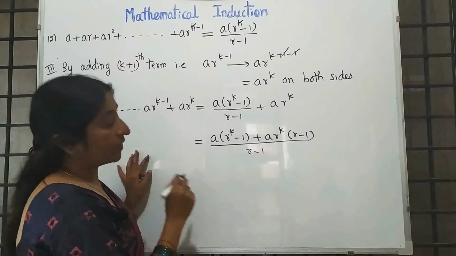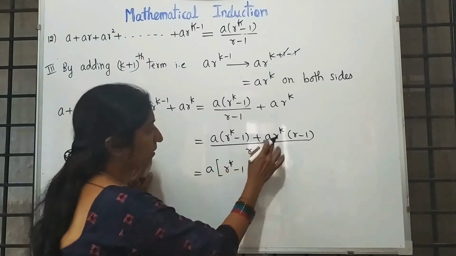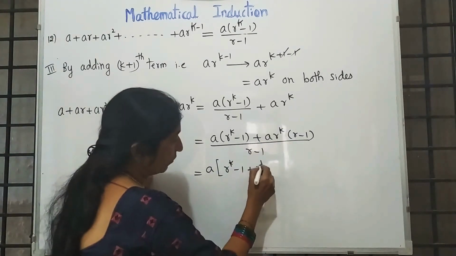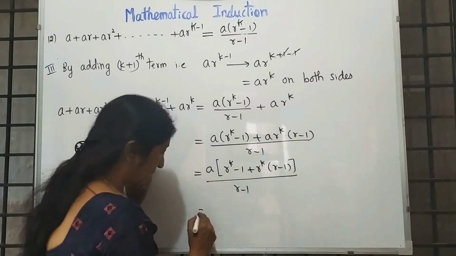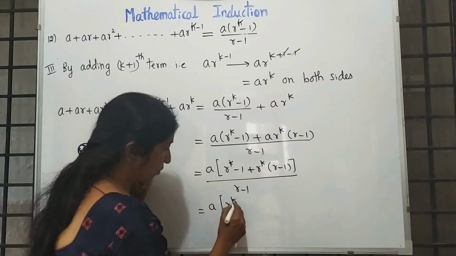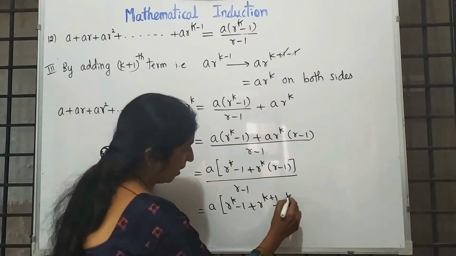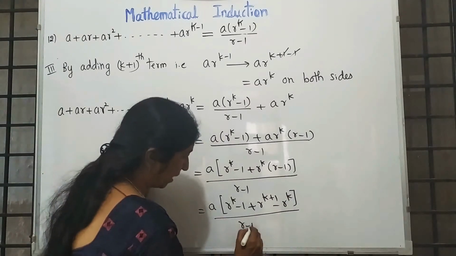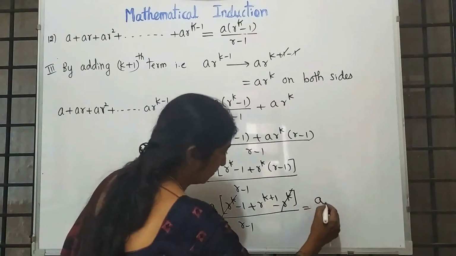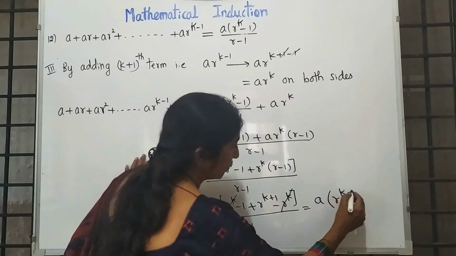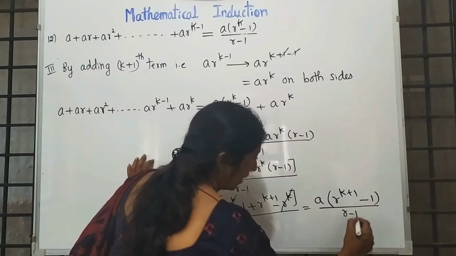So here what we can take common? We can take a common. r raised to k minus 1, only this r raised to k. First I will write one step. Then in the next step I will remove the bracket. a as it is. r raised to k minus 1 plus r raised to k plus 1 minus r raised to k whole divided by r minus 1. Plus r raised to k minus r raised to k get cancels. a. First write on the positive term. Positive term is r raised to k plus 1 minus 1 divided by r minus 1.